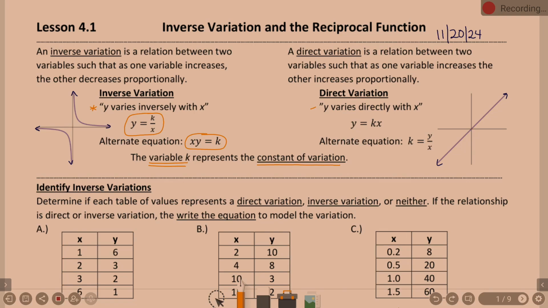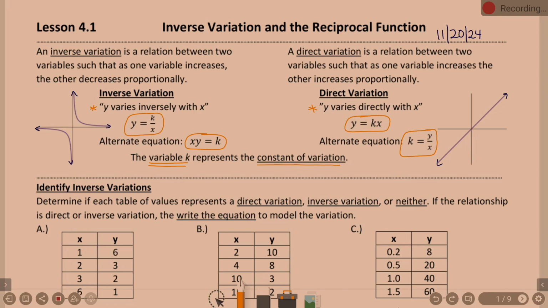Vocabulary-wise, y varies directly with x. So you'll know it's a direct variation if you see that phrase. We have the equation y equals k times x. So when it's y equals, you're doing the k times x. We have an alternate equation, which is how you can find k, and that is y over x. Okay? You're going to want to keep referring back to these equations. You've got them on your paper. Keep referring back to them. We're going to use them in a lot of our examples today.